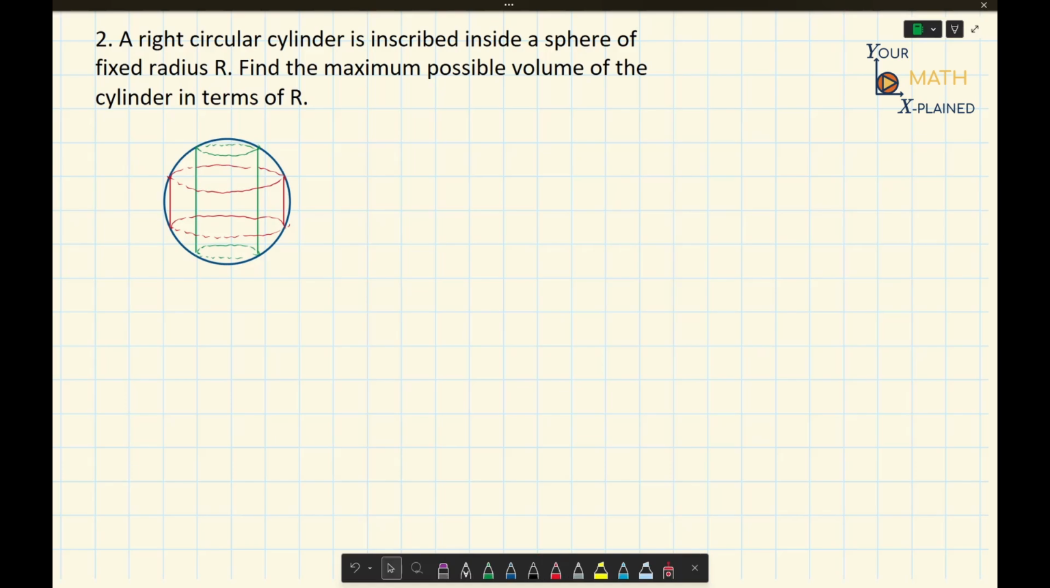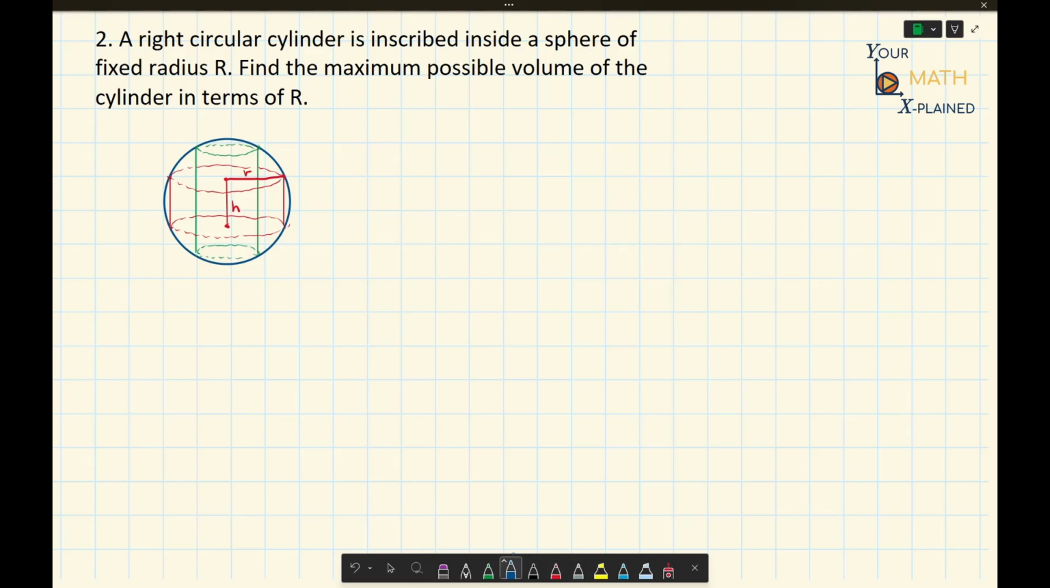Now, first of all, this is a classic IB problem because it uses a constant parameter, capital R, instead of giving you a number, which makes the question just a little bit more complicated. But let's say our cylinder has a radius of lowercase r. What we want to do is express this radius as well as the height of the cylinder in terms of the parameter capital R. So let's see how we can do that.